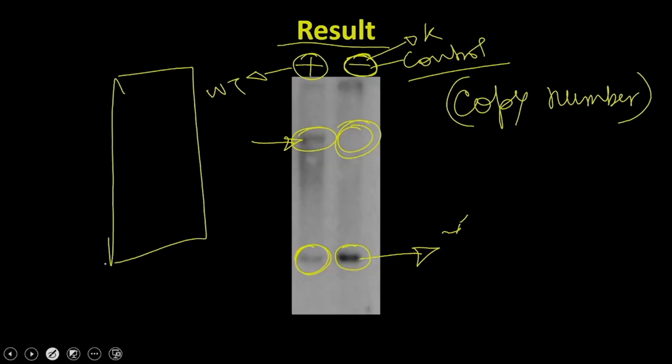You run the DNA. Suppose you have a single copy or 5 copies of this particular gene. With a single copy, you are going to see a single band, because you only have one gene present in the genome. But if you have multiple copies, then what will happen? For example, I am talking about a gene with copy number 5. Then you are going to see 5 bands present in different fragments.